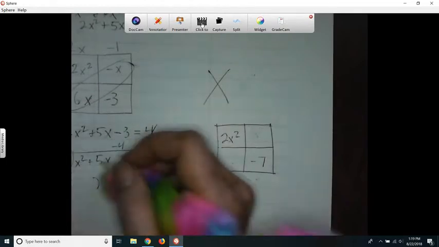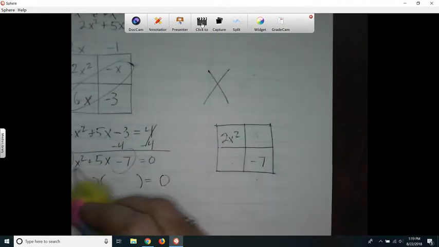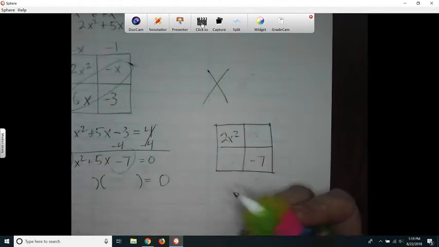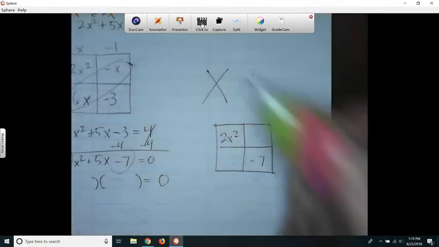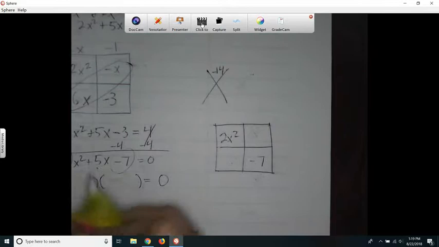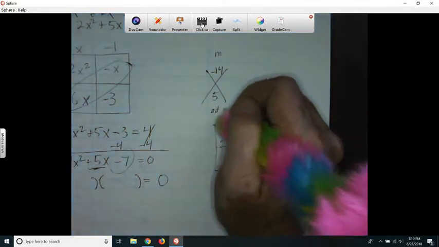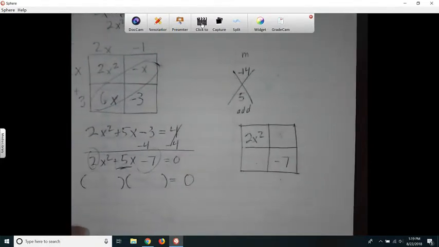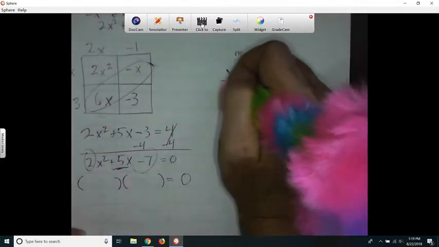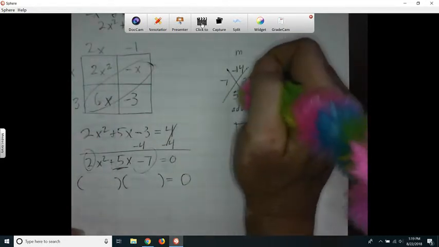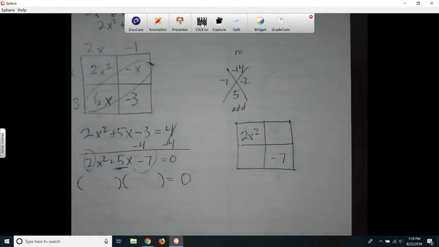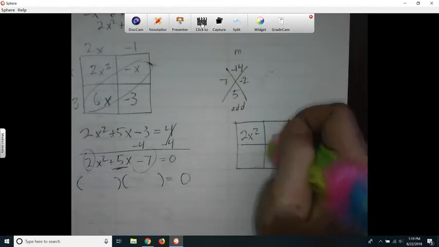And if you've been doing CPM for a long time, you've done a lot of diamond problems. So I take the coefficient of the x squared times the constant term, and that's what goes in the top of the diamond. So 2 times negative 7 is negative 14, and then the coefficient of x goes down here. And I want two numbers that multiply to make negative 14 and add to make 5. So I'm thinking 7 times 2 is 14, and if I make the 2 negative, then that should work. That times that is that. That works.